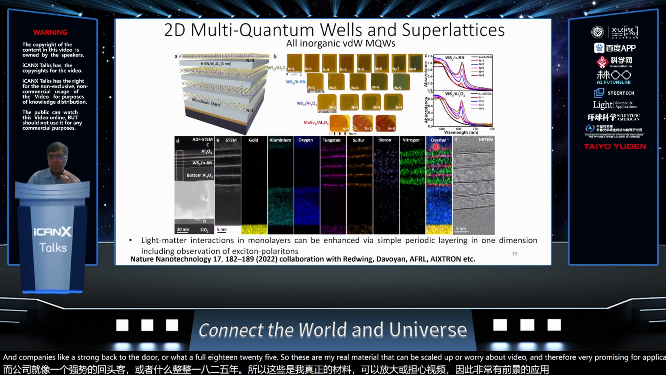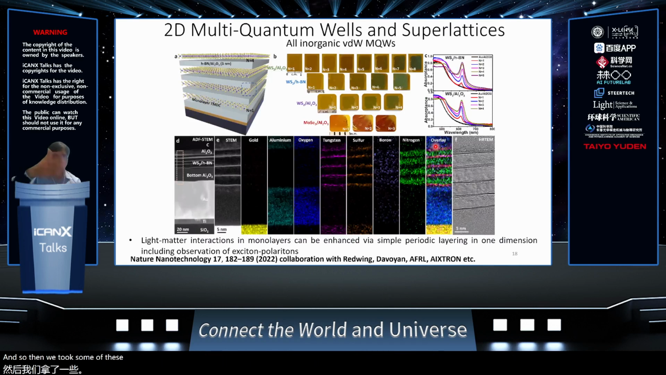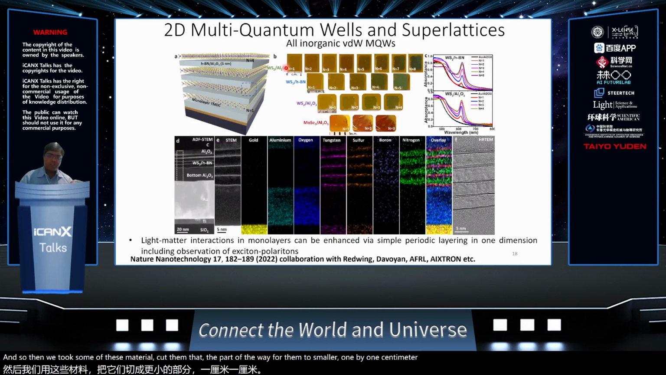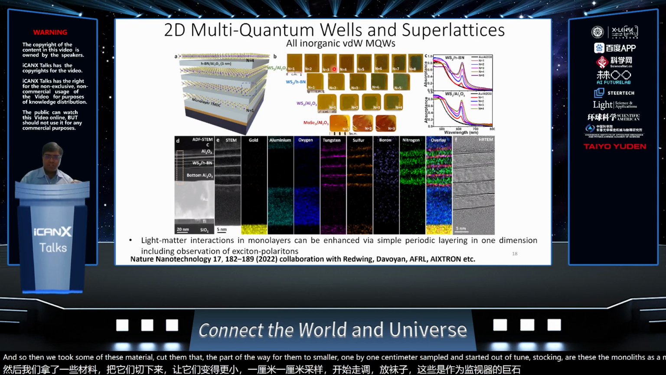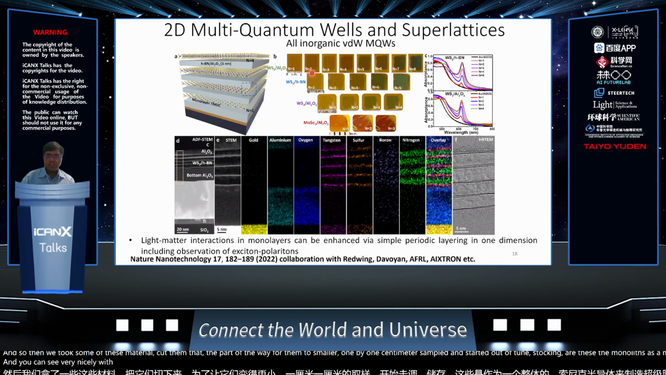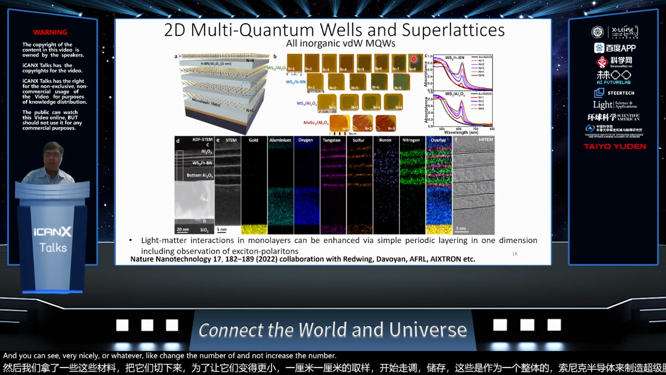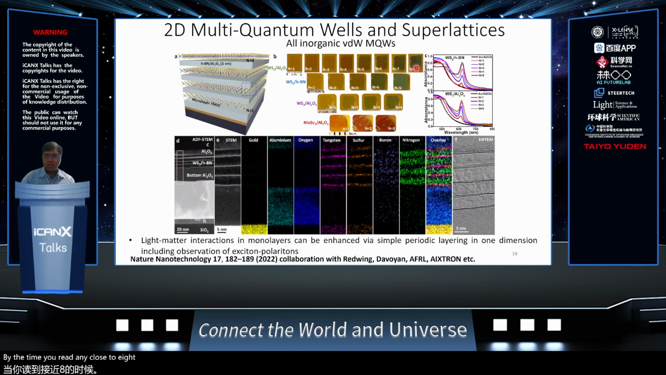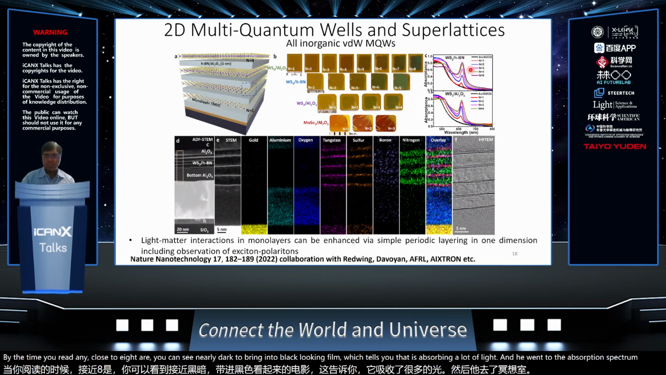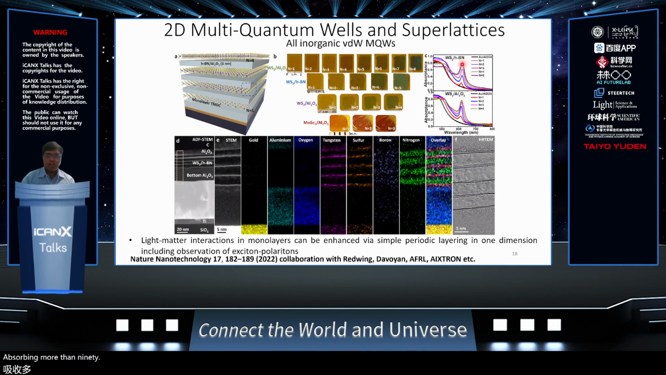And so then we took some of these materials, cut up the wafers into smaller 1 by 1 centimeter samples, and started artificially stacking these monolayers of excitonic semiconductors to make these superlattice type structures. And you can see very nicely over here, as I increase the number n, by the time you reach n equals 8, you can see a nearly dark green to black looking film, which tells you that it's absorbing a lot of light. And even in the absorption spectrum, you can see that by the time you reach n equals 5 layers, you are absorbing more than 90% of light at the exciton.